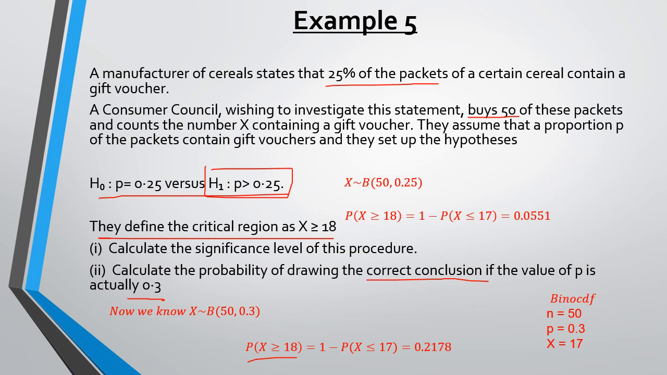But what's really important here and what's different from the first part is my p is now different. p is 0.3, because I know p is 0.3. But I still need to make a correct conclusion, which means I need to reject it, which is why I'm still looking at the critical region. And that comes out as 22%. Okay, so you've got to stop and think, what am I doing here?